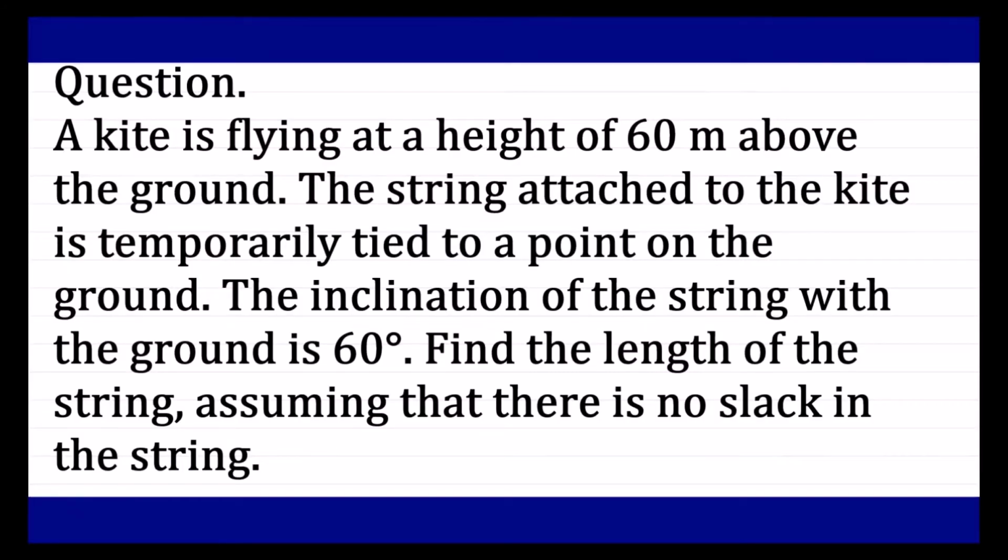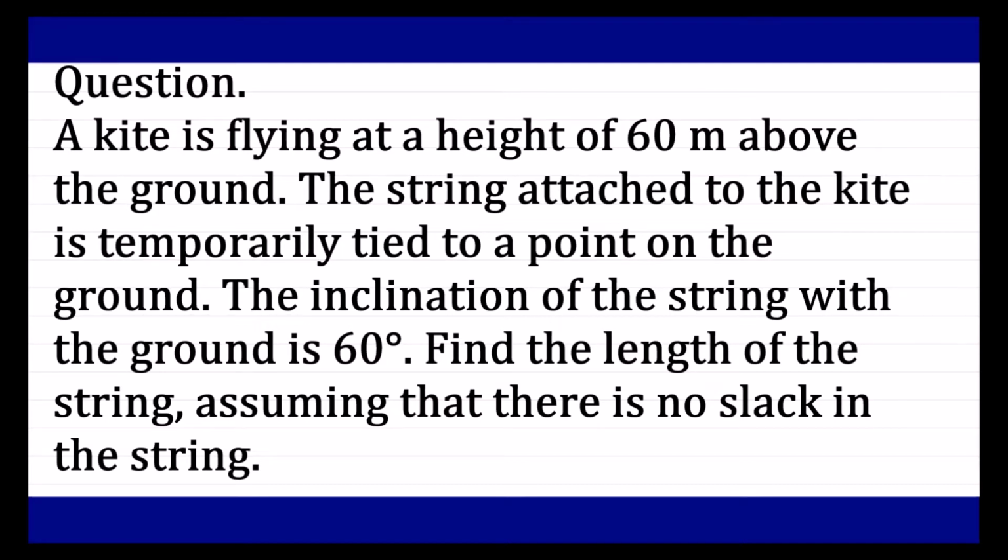The given question is, a kite is flying at a height of 60 meters above the ground. The string attached to the kite is temporarily tied to a point on the ground. The inclination of the string with the ground is 60 degrees. Find the length of the string assuming that there is no slack in the string. So guys, let us see how we are finding out the answer for this type of question.